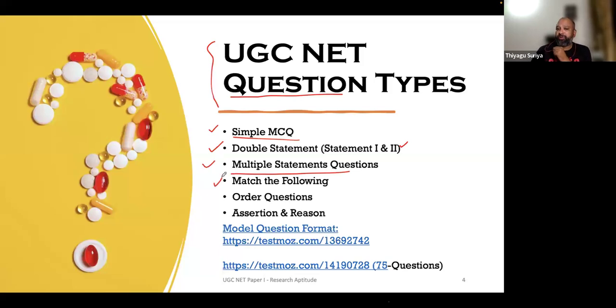And there is the match the following question, which you also know. And there is the order type. Sometimes it is sequential, like a step-by-step or phase-based question. Some kind of sequential order-based question may come, particularly in the case of research phases. They may ask this kind of question.